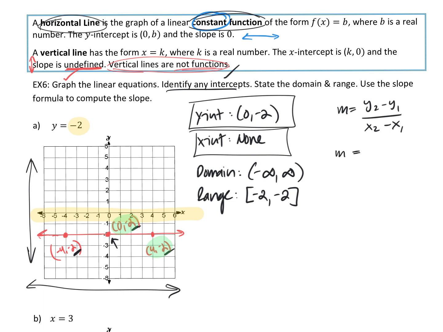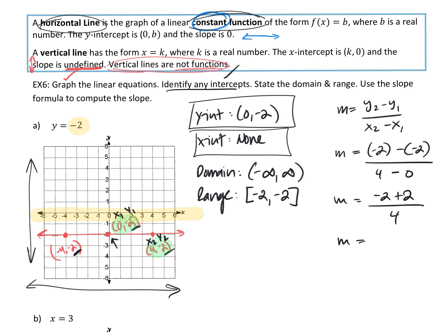So let's see what we get. I'll do x sub 1, y sub 1, x sub 2, y sub 2. So that'll be -2 minus -2 all over 4 minus 0. And then that becomes -2 plus 2 over 4. And m equals 2 minus 2. Oh, that's a 0 in the numerator. And anything that divides 0 is just going to be 0. So my slope is just 0. So the slope of a horizontal line is always going to be 0.